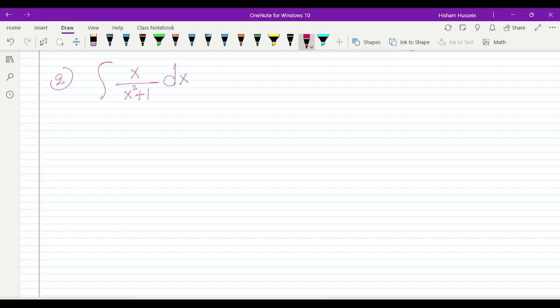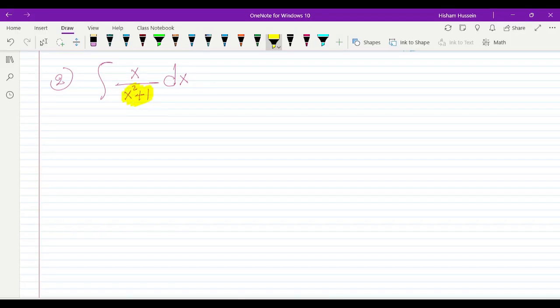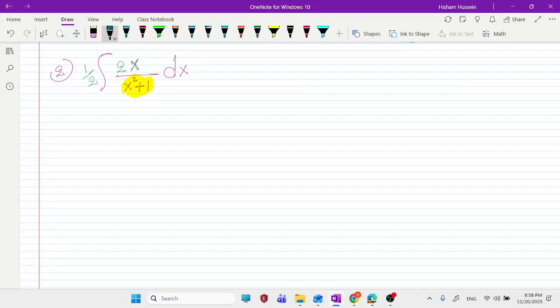The idea of problem 2 is different to some extent from the idea of problem 1. How come? Here we have x squared plus 1 in the denominator, which is power to 1. Here's the inner function, and this inner function is power to 1. So we are looking for the derivative of this function. x squared plus 1, its derivative is 2x. And already here we have only x, then just multiply by 2 and divide by 2. So we can write this integral as integration of 1 over x squared plus 1 times 2x dx.